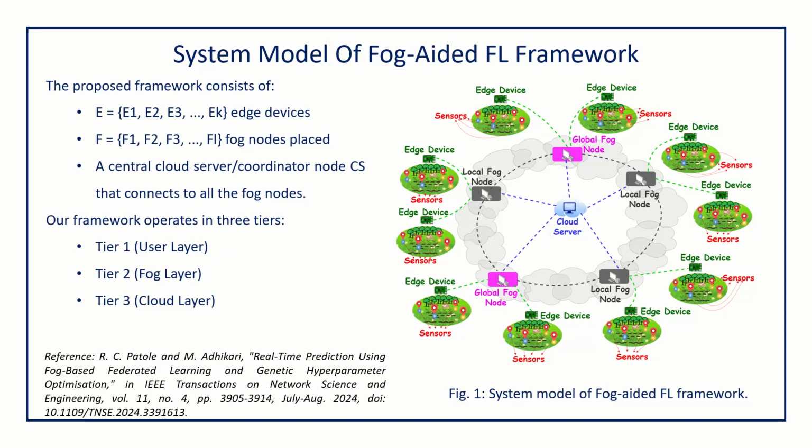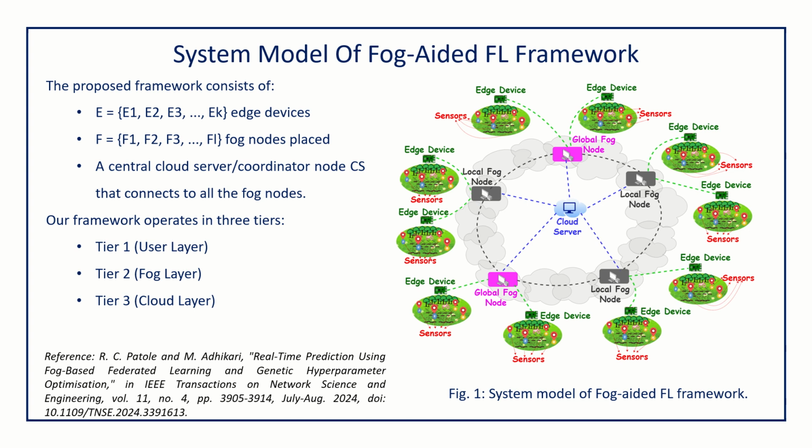The figure here shows a high-level diagram of the system model. The proposed framework consists of edge devices located in different geographical locations that use their local datasets for model training. Fog nodes placed in geographically close proximity to the edge devices aggregate the model updates from the edge devices. A central cloud server, CS, connects all the fog nodes. The framework operates in three tiers. Tier 1, or user layer.